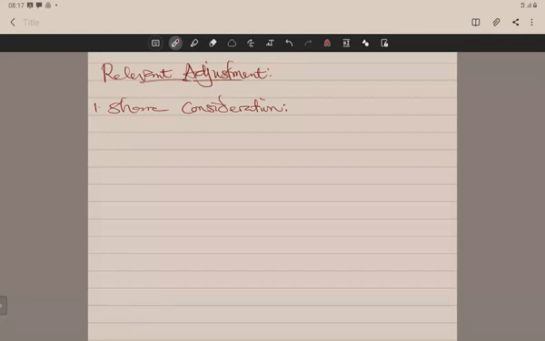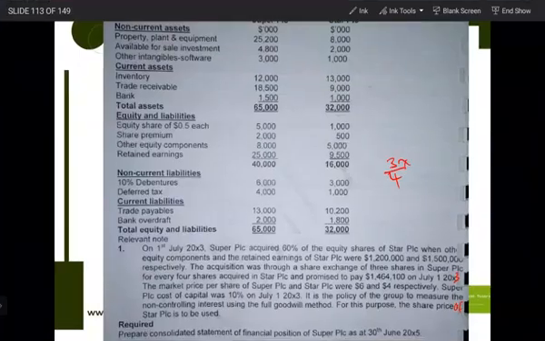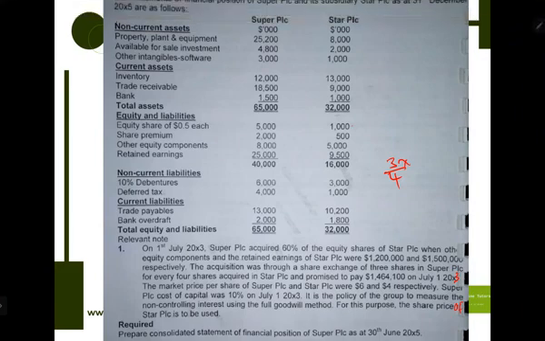Remember, we have a share consideration. Let me take us back to the question for better understanding. On 1st of July 20X3, it acquired 60%. Take note of that. It's only 60% that Super is acquiring from Star in order to become a superstar. Only 60%. Take note of that 60%. Is that taken?